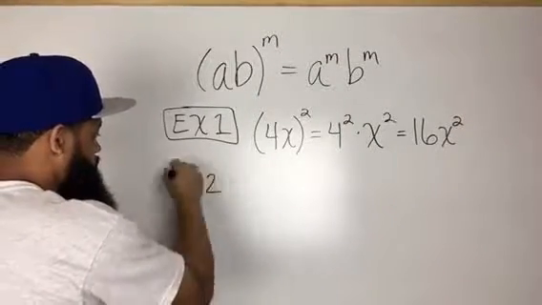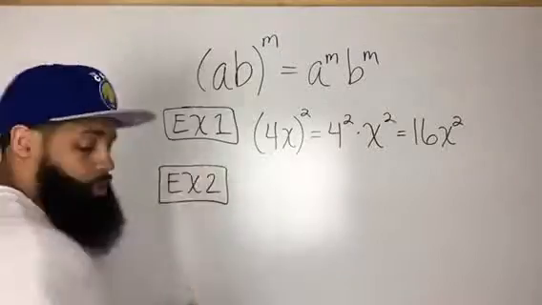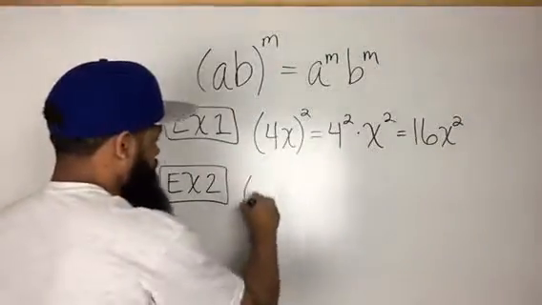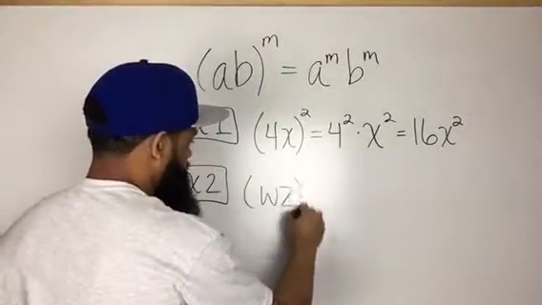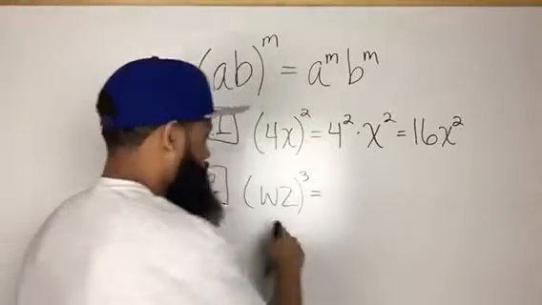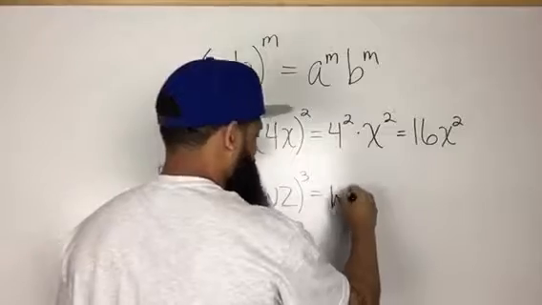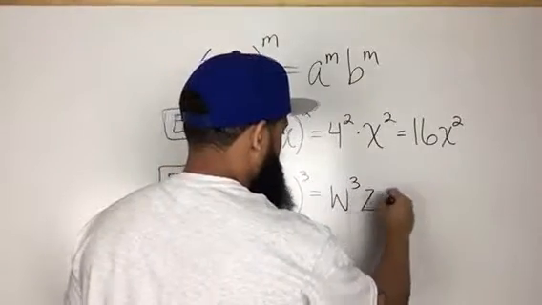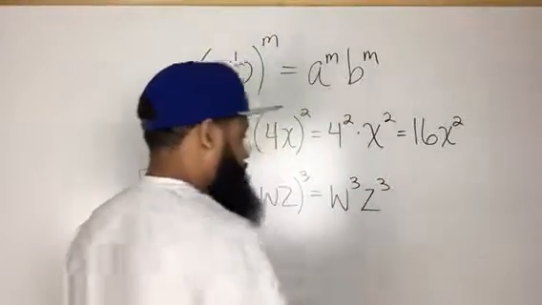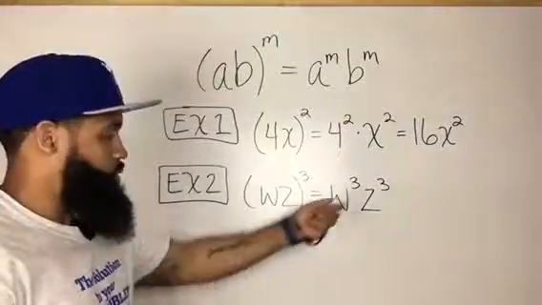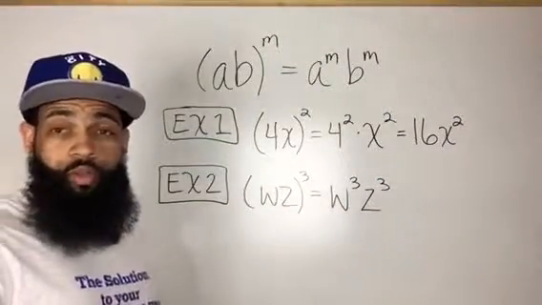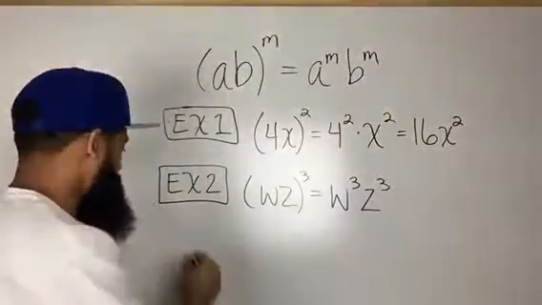Let's do another example. And let's say we have WZ to the third power. Well, each one of these variables goes to the third power. So I just simply have W to the third power times Z to the third power. There's nothing more we can do with that one, okay? Because we don't know the value of W, we don't know the value of Z.